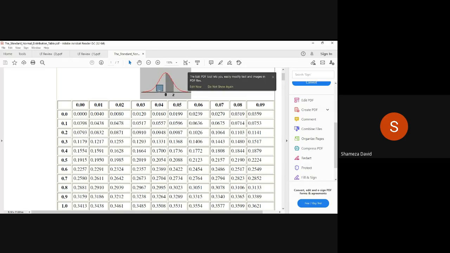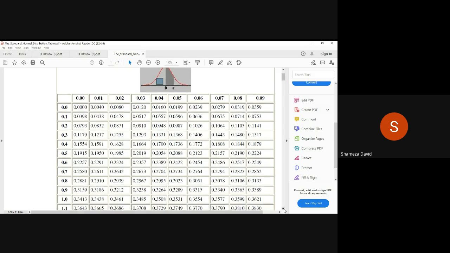So what's going to happen? The table is set a certain way. The table is set to tell us the area between 0 and any given Z value. So when we go to the table and we ask for the area between 0 and 1.00, we get 0.3413, as you can see here. That is this area here, between 0 and 1. But the area that we want is between 1 and 2.25.